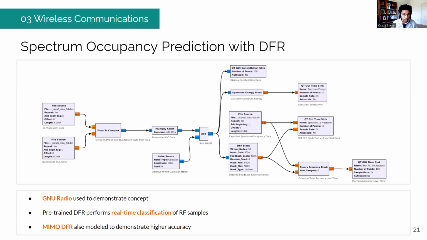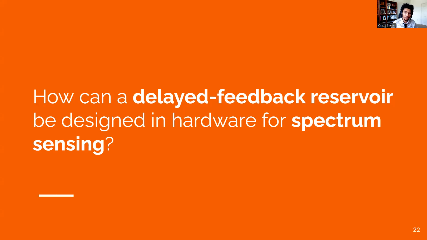And so this is just a simple flow graph that shows that idea. Essentially we can see this happen in real time, the real-time classification of the IQ samples corresponding to the spectrum occupancy with GNU Radio.